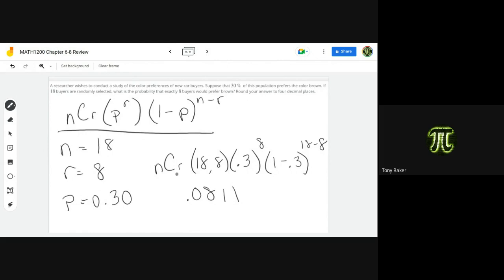Oh, it's because this is how you're typing it into the calculator. Technically, it'd be written as 18C8, but the calculator doesn't want that. I wrote that exactly how you would type it in the calculator. Yeah, that's what the NCR means. Yeah, I got what you're saying.